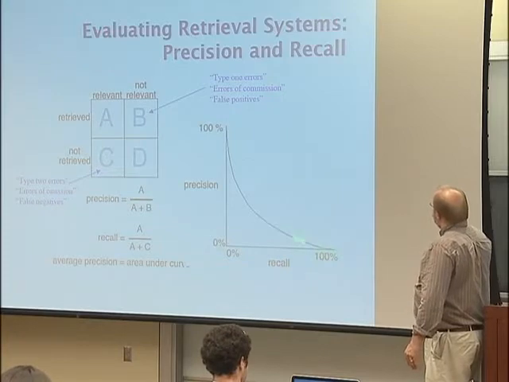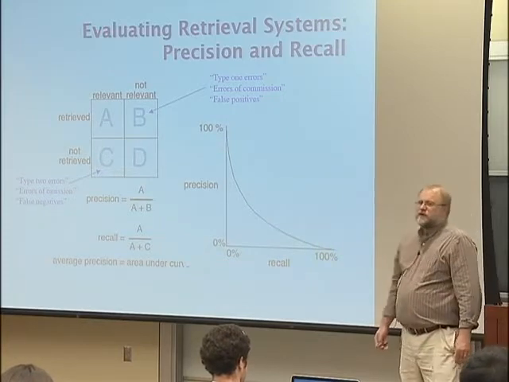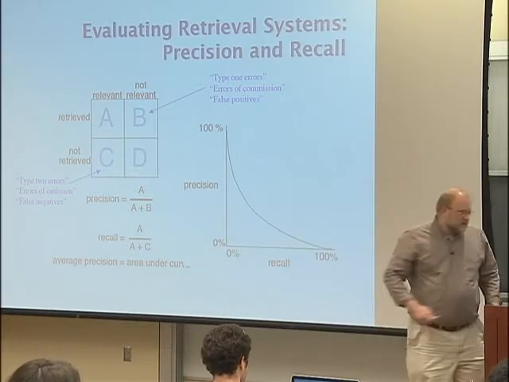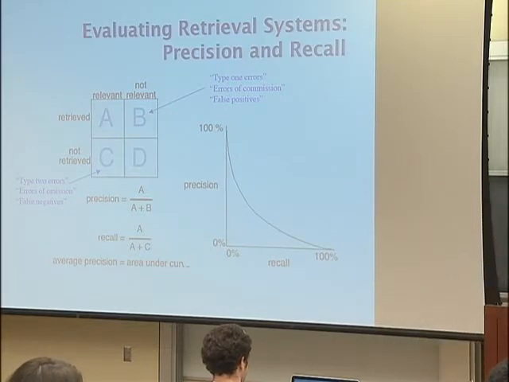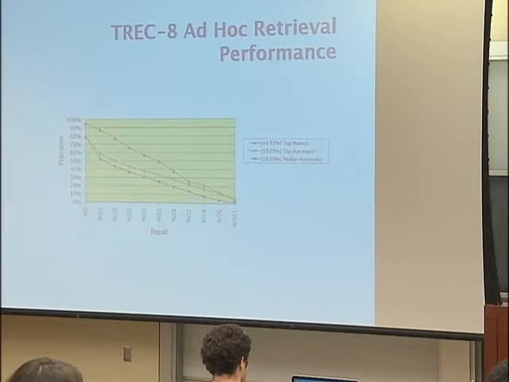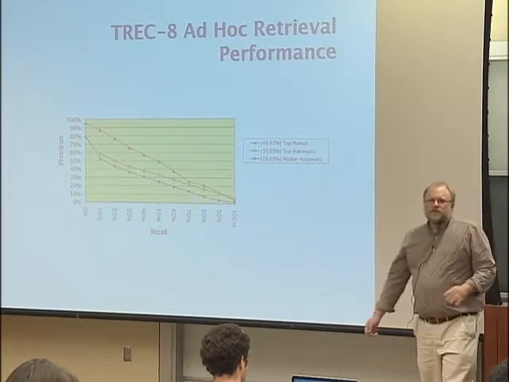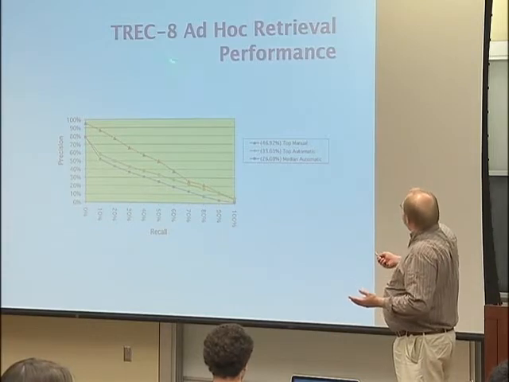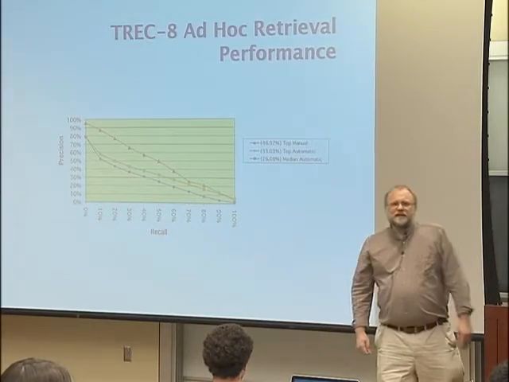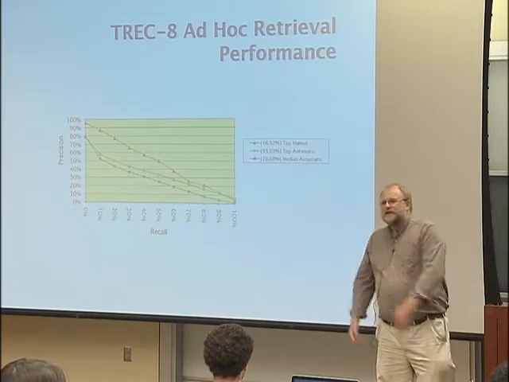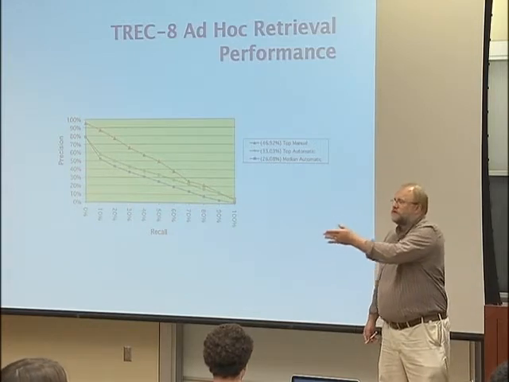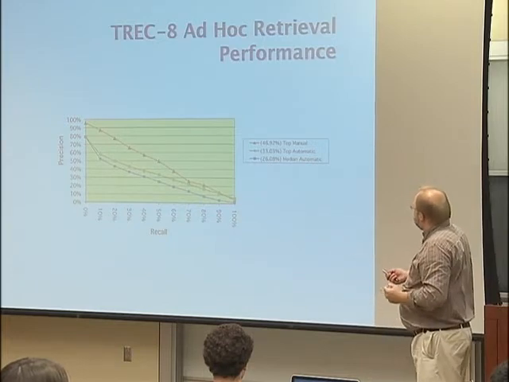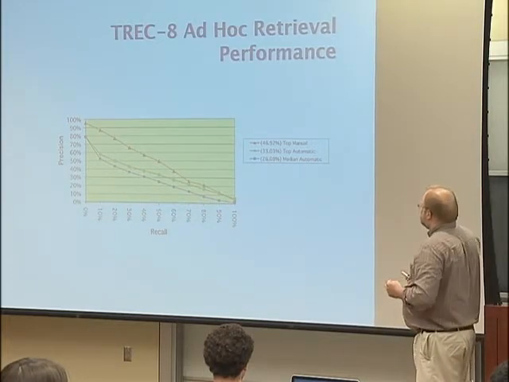So we often see curves like this called precision recall curves. And I think I have an example of an actual precision recall curve on the next slide here. Yeah, so this is an actual set of precision recall curves from TREC 8, which was probably a decade ago. TREC is an evaluation that's been used to try to evaluate retrieval systems. But this just gives you an example of what these curves look like in practice.